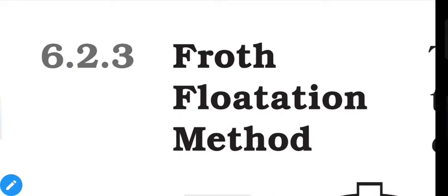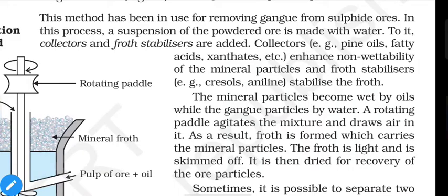Now one of the methods of concentration is called the froth flotation method. In this method generally we use sulfide ores. So selection of the method depends on the nature of the compound. That's why sulfide-containing metals are generally concentrated by the froth flotation method. In this method, gangue, that means earthly impurities as mentioned earlier, will be removed. Mainly this method is based on the different attraction towards water and oil.